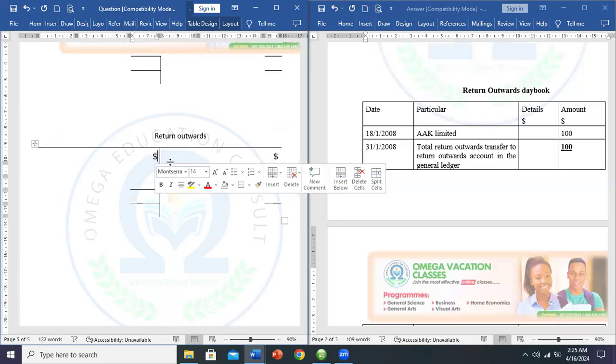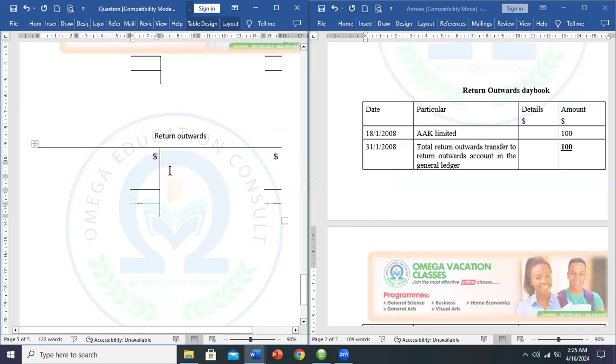So we credit return outwards with the total return outwards. Yes. Narration will be creditors. Welcome back, Frank. Good. So this is all that was expected of you.